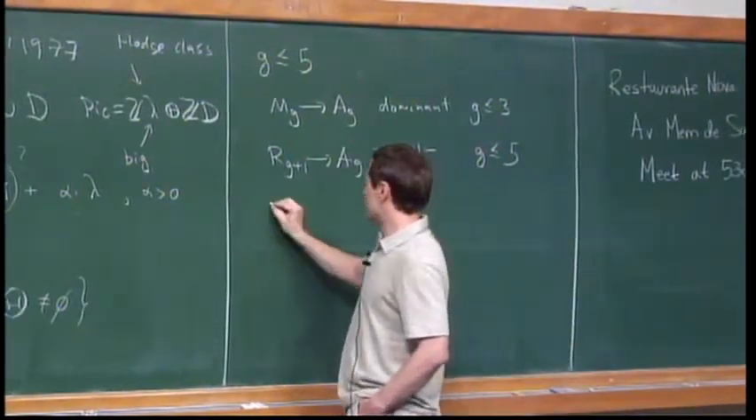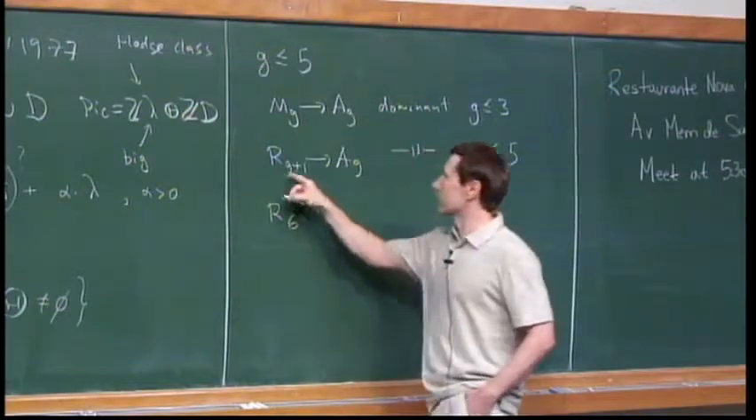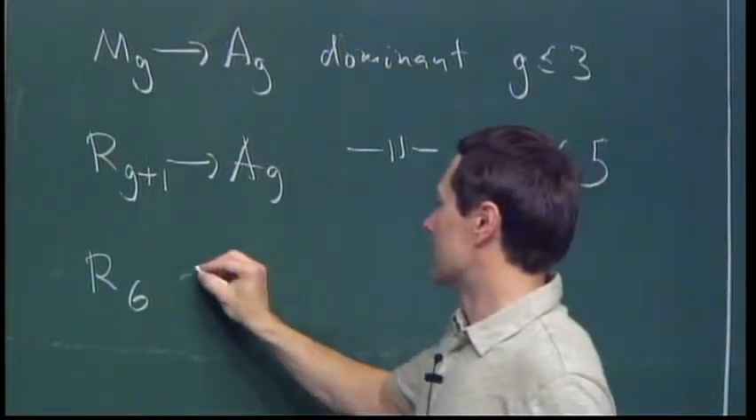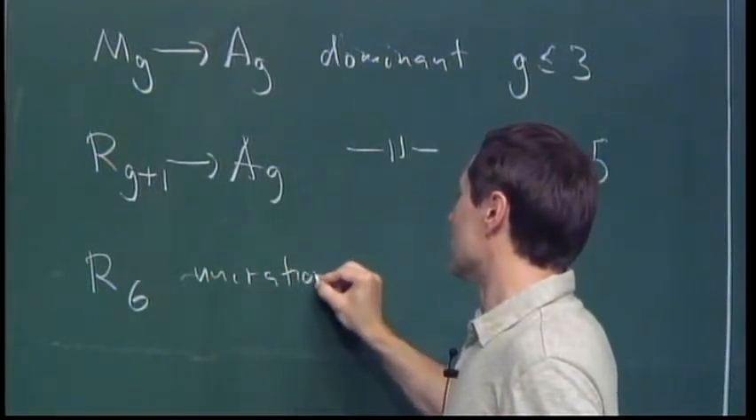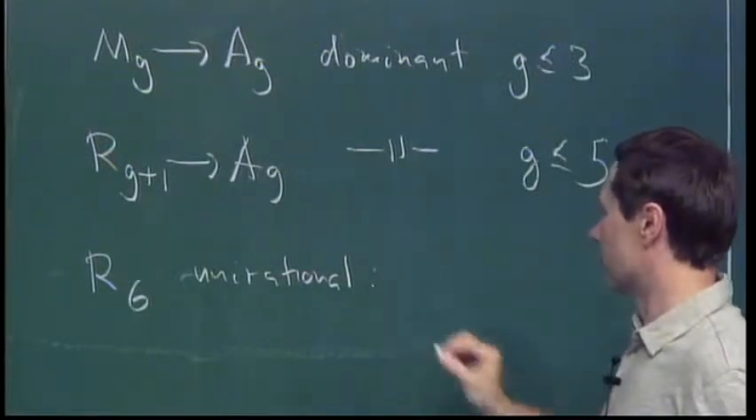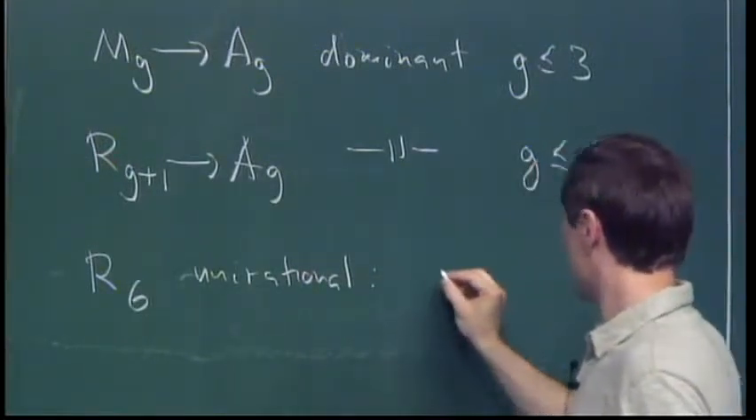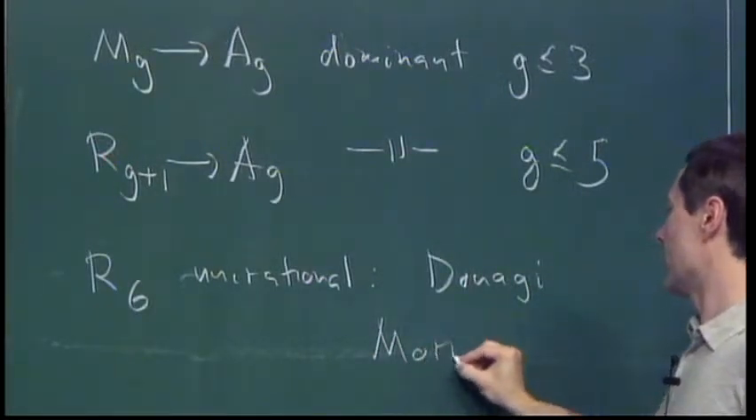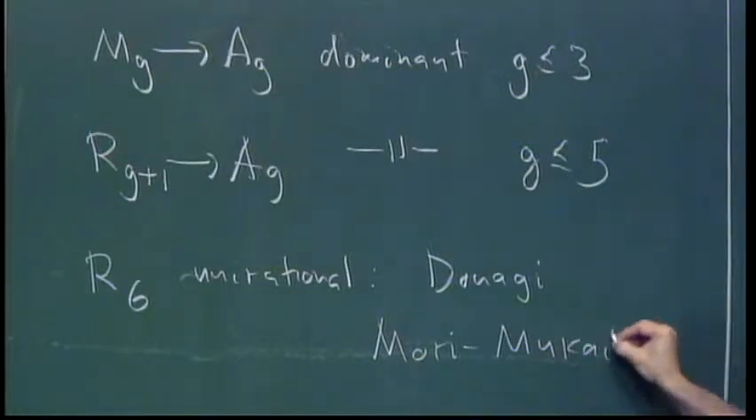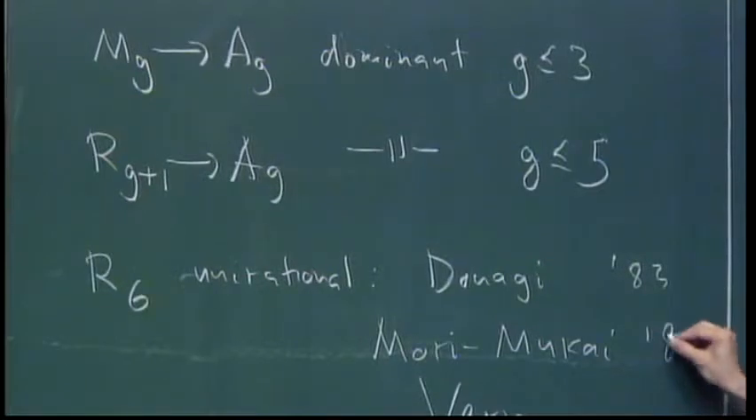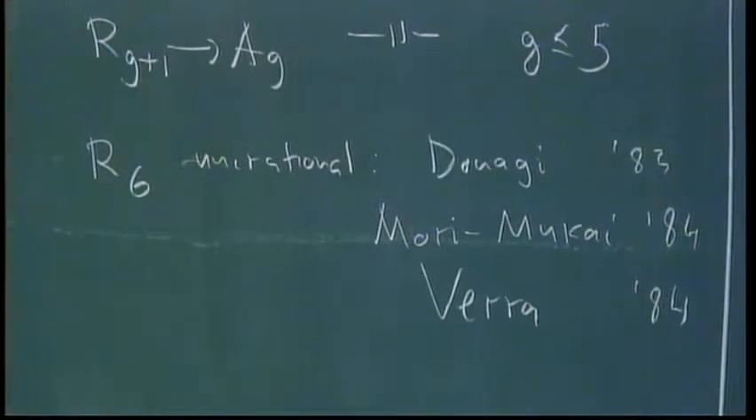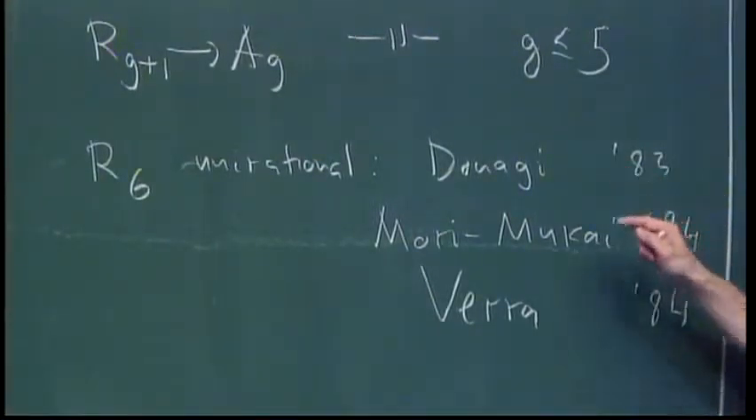And so the hardest case here was R_6, right, which dominates A_5, and so this space is unirational. And so this was proved by Donagi, Mori-Mukai, and Verra at about the same time, '83, '84, within several months of each other. So that was the first proof.